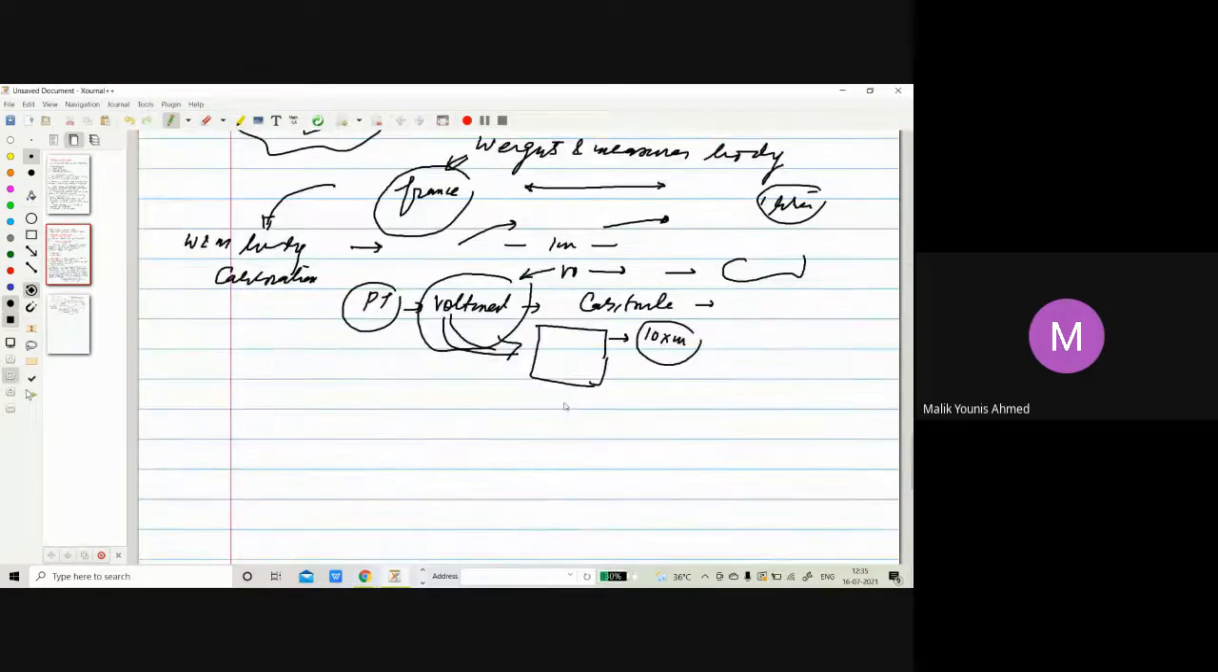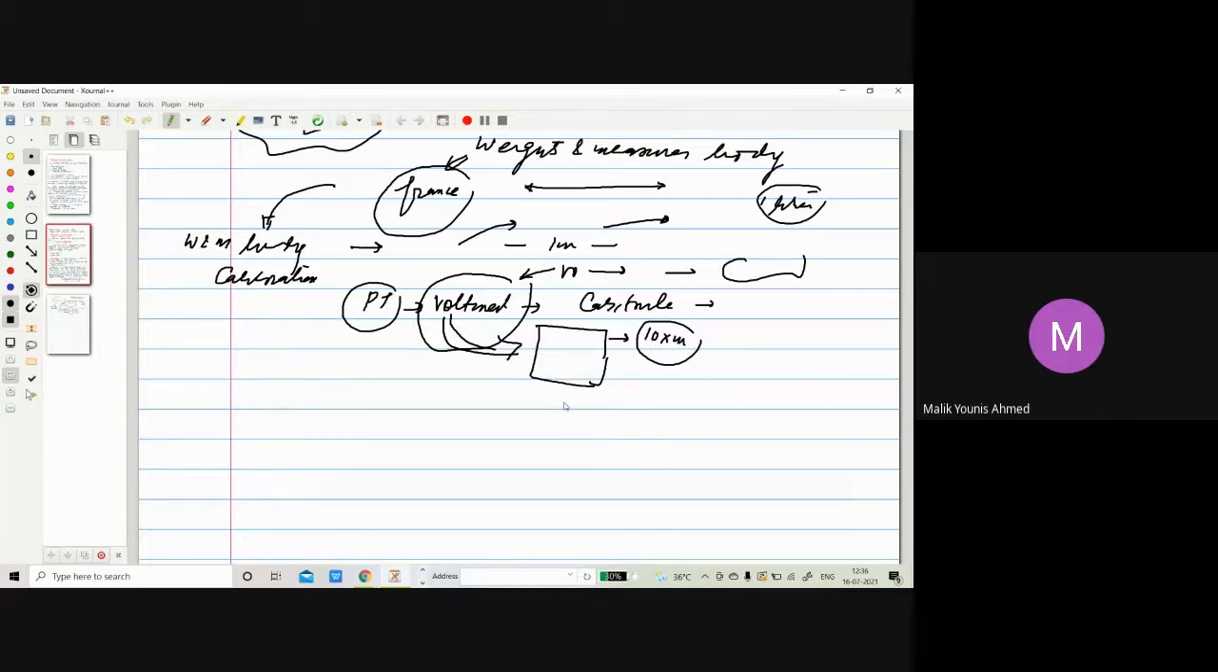So this is calibration: comparing the accuracy of any device with a known standard device, which is accepted by the weights and measures body. When you compare that, you can say whether it's fine or not fine. That's called calibration.